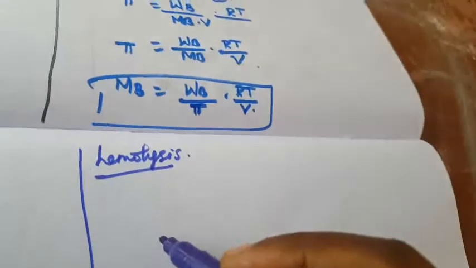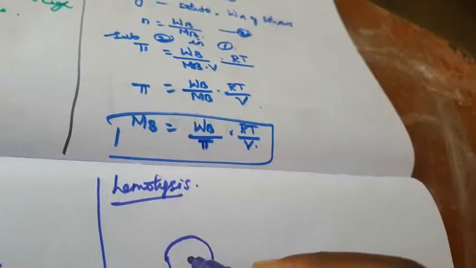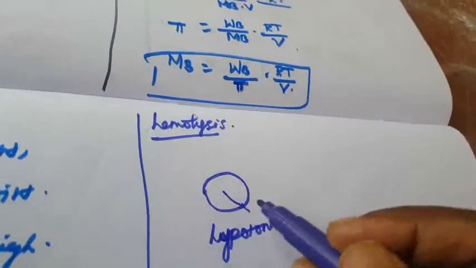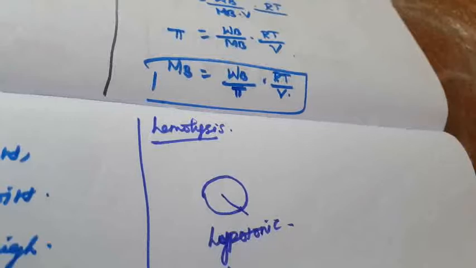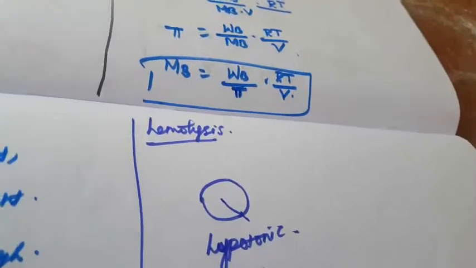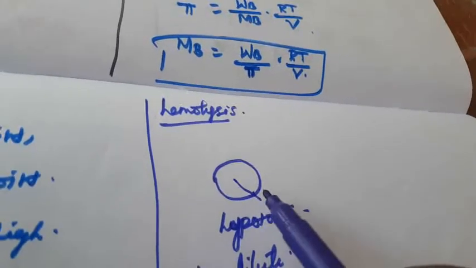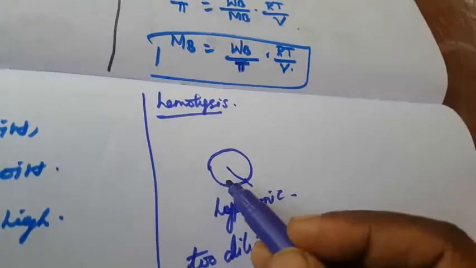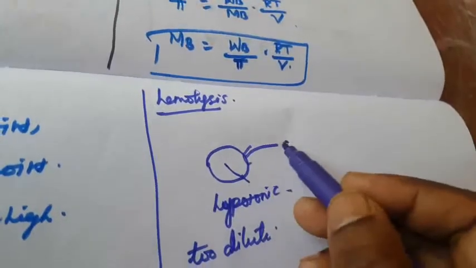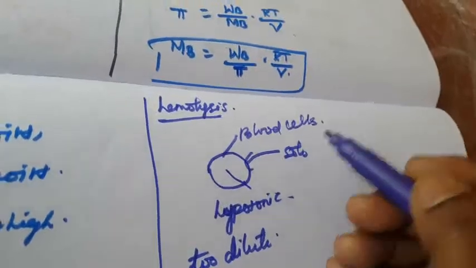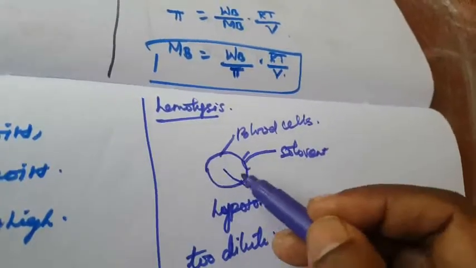Now you have blood cells, so take two cells. If the intravenous solutions are too dilute, that is hypotonic. So if the solution is very dilute, the solvent from outside the cell will flow into the cell to normalize the osmotic pressure. Here, if it is dilute outside, the solvent flows inside the blood cells and neutralizes it.